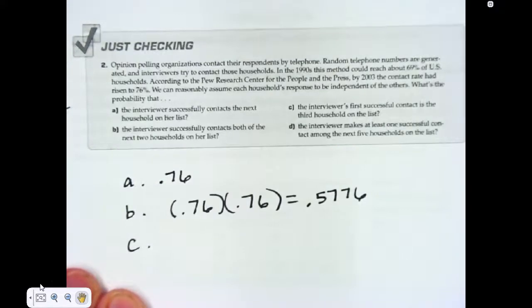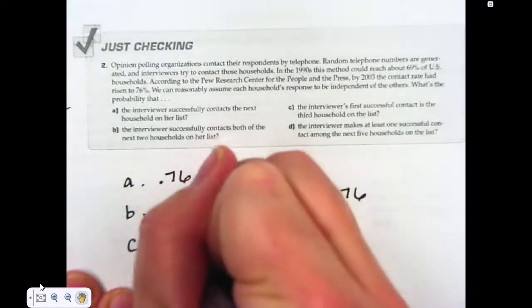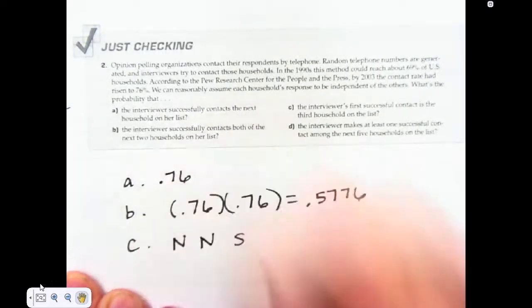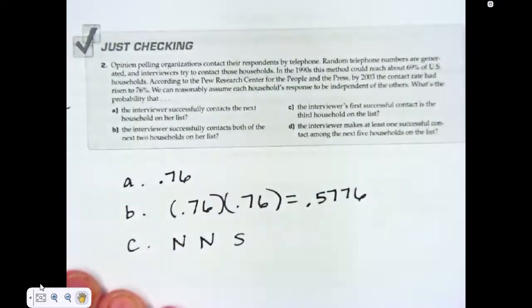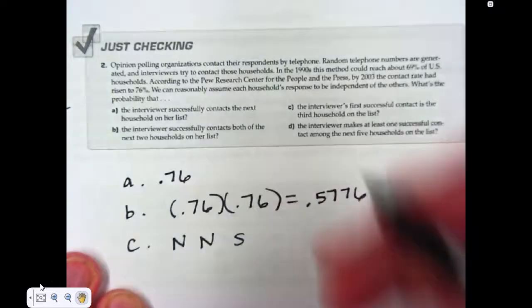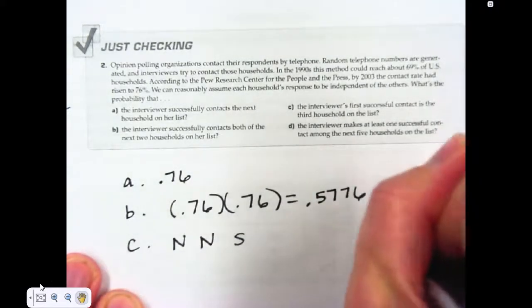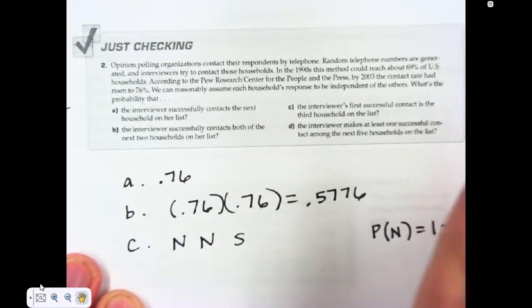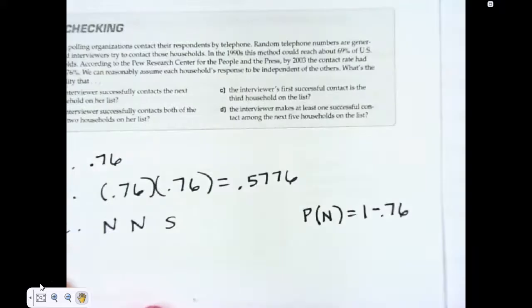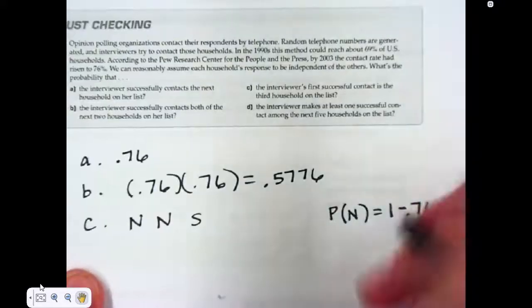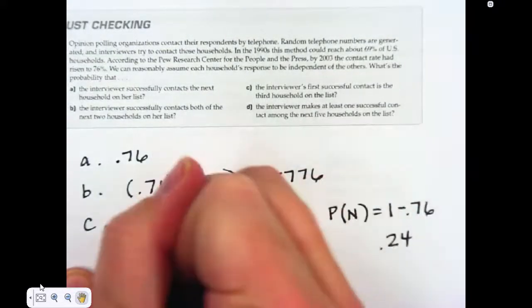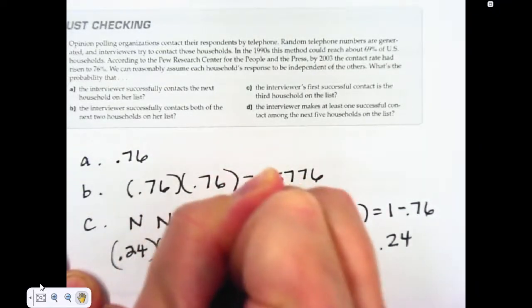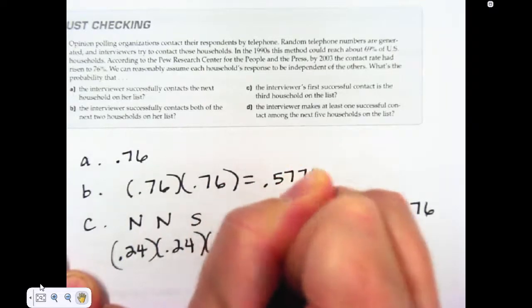Now for C, it says the interviewer's first successful contact is the third household. So that means the first two are not successful. So I want not successful, and successful. Not successful and successful are complements. So kind of over the side, I know the probability that they're not successful is going to be 1 minus the 0.76. Again, those events are complements, so that means it's going to be 0.24. So in this case, I'm going to take not successful times not successful times successful.